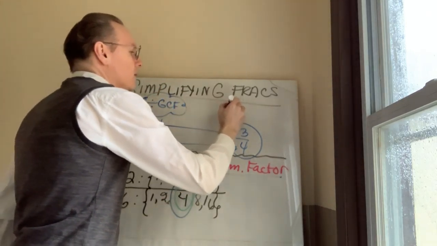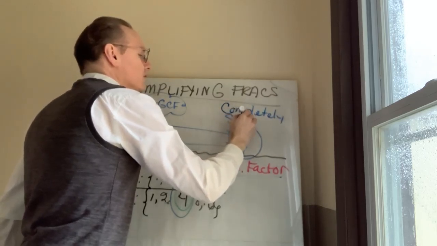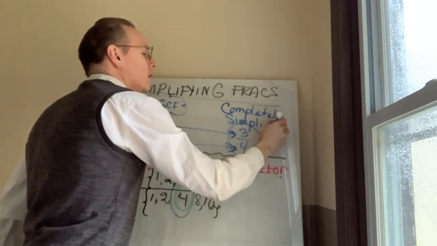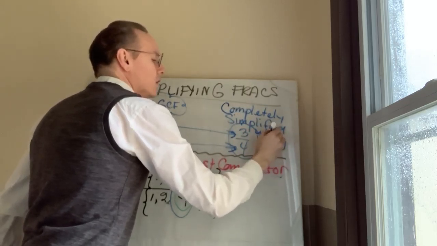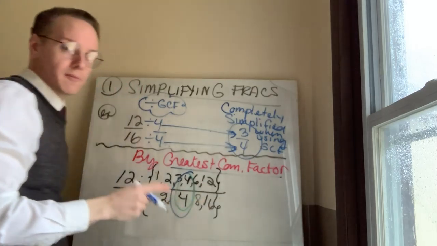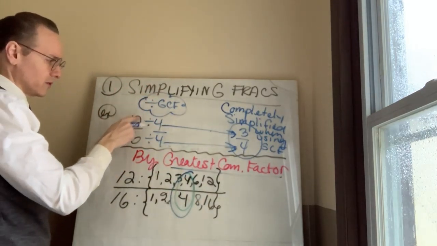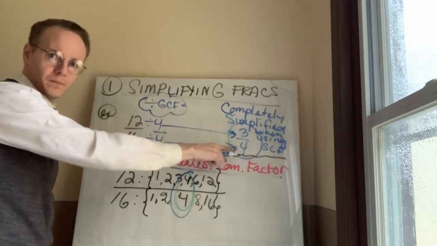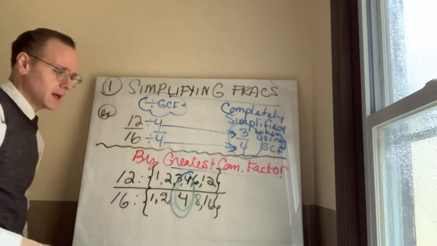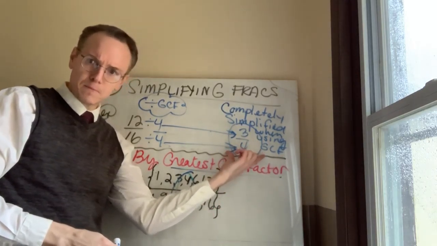This is completely simplified, right, when using GCF. As long as you know up front that you have, in fact, the GCF, then that is the best choice. 12 divided by 4 will give you 3. 16 divided by 4 will give you 4. All right, so it is done. There's another way you could tell that you have a simplified fraction.